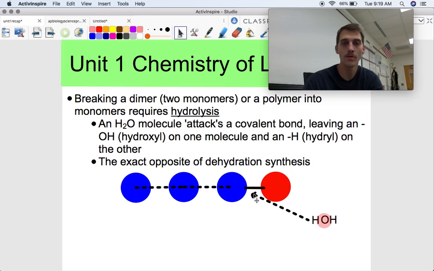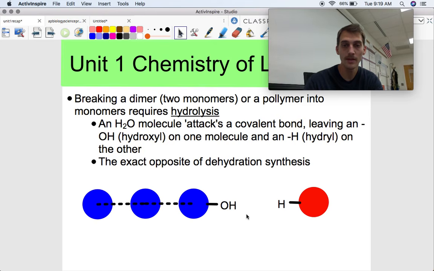Okay, so this water molecule comes in and kind of destroys this bond between the 2 molecules, drops off an OH on one molecule and an H on the other, and there you go. That covalent bond is separated, and now you're breaking down a big molecule into smaller ones.